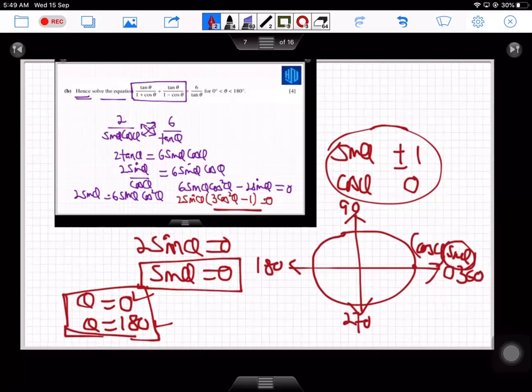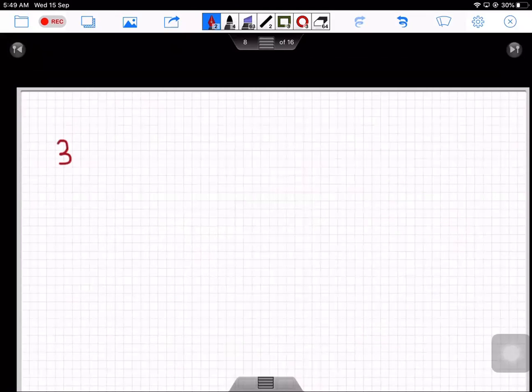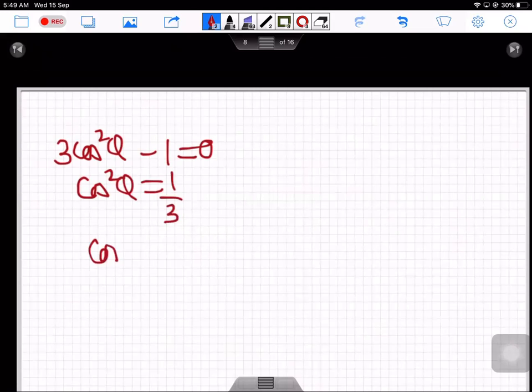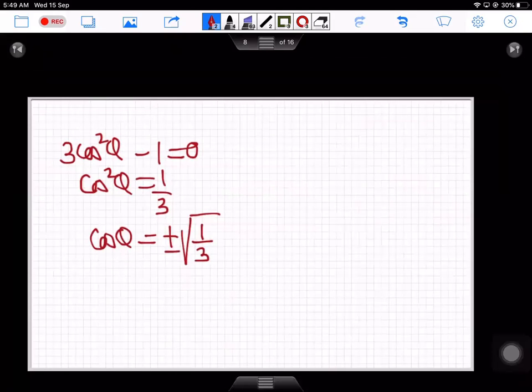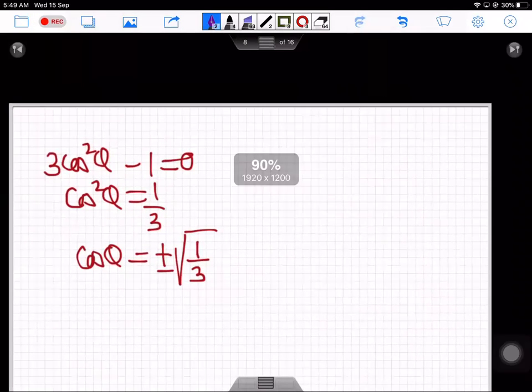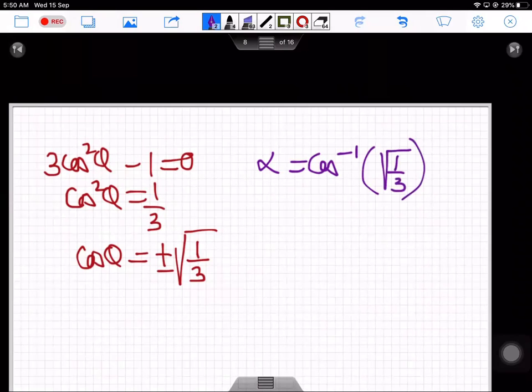The second possibility to solve this equation was 3 cos square theta minus 1 is equal to 0. Making cos square theta the subject, cos square theta is equal to 1 over 3. Therefore, cos theta is equal to plus minus under root of 1 over 3. Now you need to first find the basic angle, and always remember that whenever you are finding the basic angle, you need to ignore the negative sign. You will just take alpha is equal to cos inverse under root of 1 over 3. You always need to ignore the negative sign whenever you are finding the basic angle alpha.